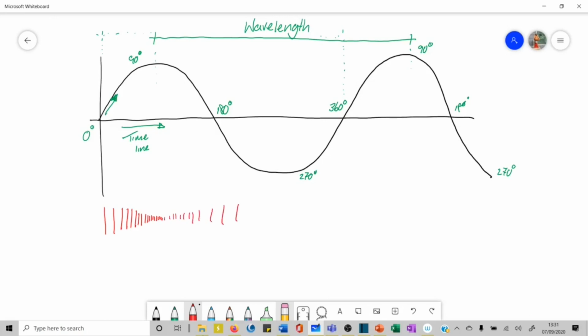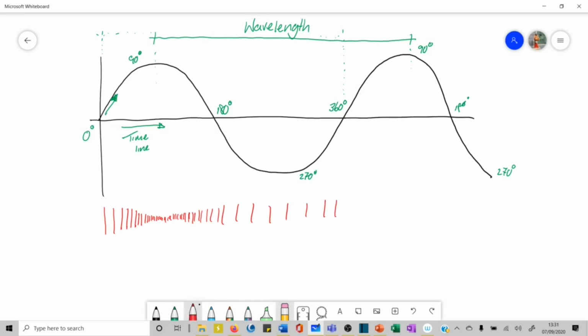We start to open up, and then we get back to maximum rarefaction. Okay, let's just make it a little bit more. My OCD's kicking in there, so it looks a bit better. And then the whole thing starts again. So you can see that there, which is not going to look too great when I've done my drawing.